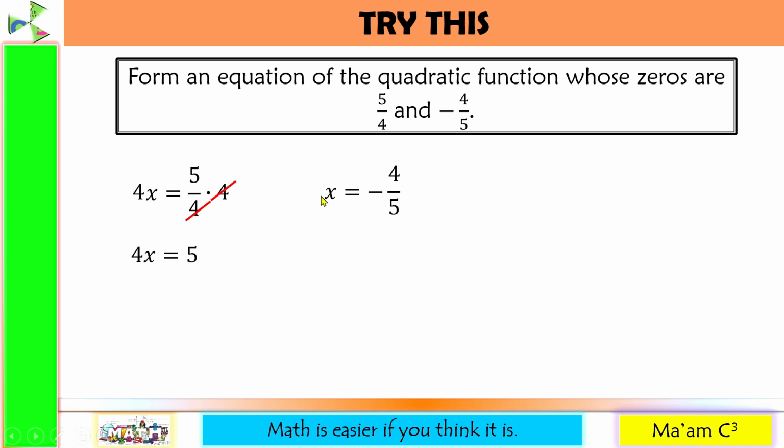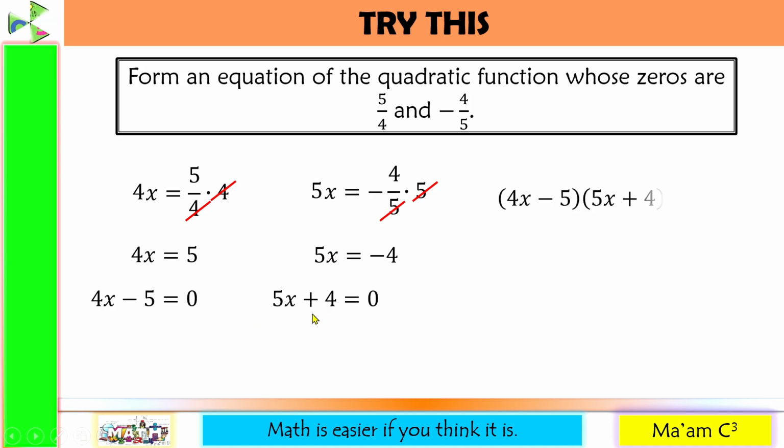In here, I'm going to multiply both sides by 5. This 5 will cancel out. I have 5x is equal to negative 4. Moving the constant on the other side, this will become 4x minus 5 is equal to 0. And this will be 5x plus 4 is equal to 0. Working backwards, these are now my factors.